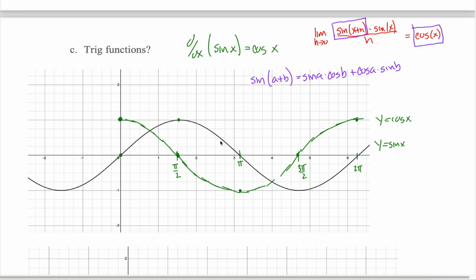So I'm going to post that video at the end of this section, and maybe you can watch that instead. But the point, what you need to know for our class, think memorization if you want, is just that the derivative of sine of x is cosine of x.